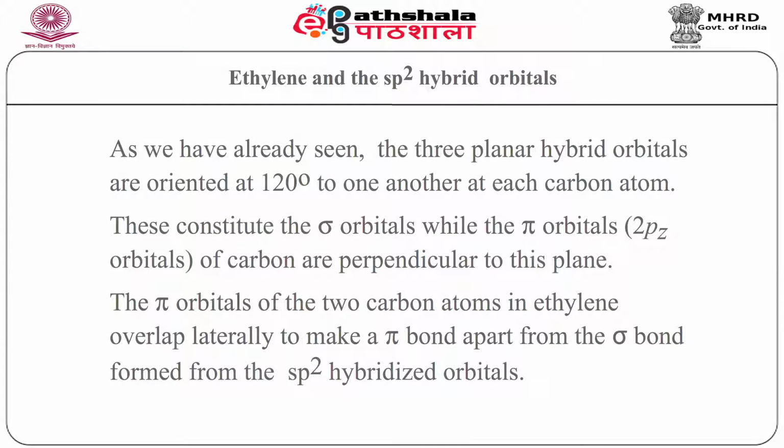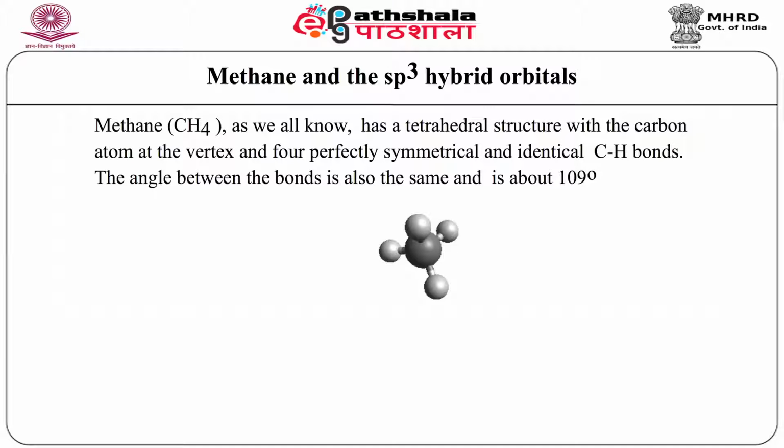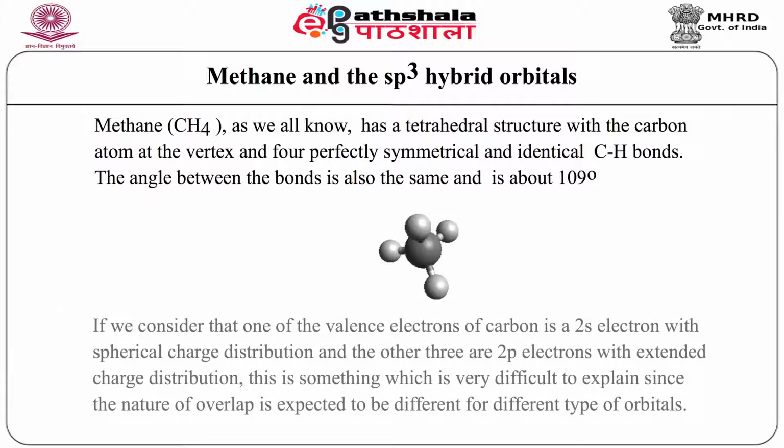We now discuss the case of sp3 hybrid orbitals, and we take the example of methane. Methane, which has a formula CH4, has a tetrahedral structure, as you can see in the figure, with the carbon atom at the vertex and 4 perfectly symmetrical and identical CH bonds. The angle between the bonds is also the same and is about 109 degrees.